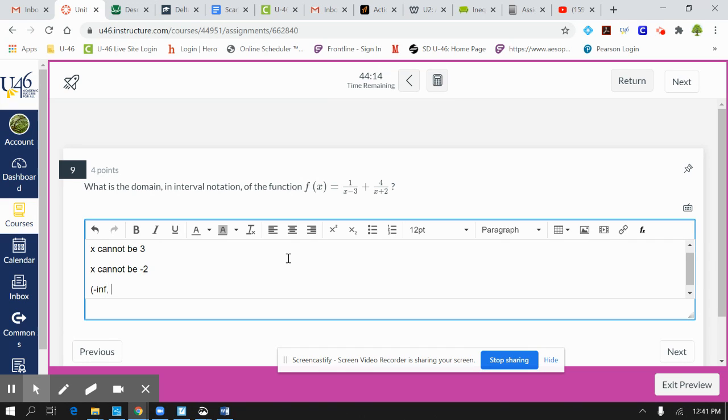So negative infinity to -2, union that with -2 to 3. Don't forget all those numbers in between -2 and 3, and then 3 to positive infinity. Of course, you should use the f of x button, the math quill, to get the nice symbols going there.